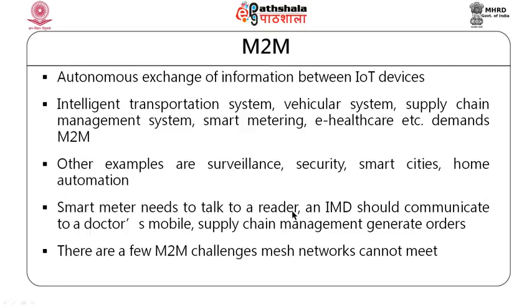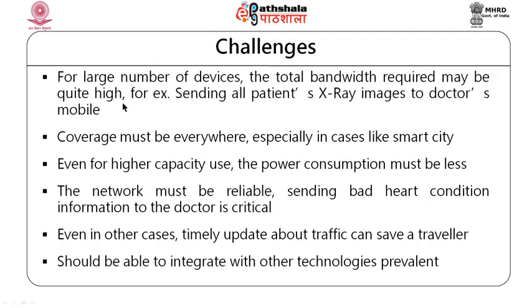Lot of cases. For example, smart meter needs to talk to a smart reader, an IMD should communicate to doctor's mobile, supply chain management needs to generate orders. There are few M2M challenges mesh network cannot match. For example, this case, an X-ray machine sending information to the doctor. Now, X-ray image is a very high resolution image, requires lot of data. So, that cannot work here. The other thing is that the coverage must be pervasive, that service for citizens should be made available to the citizen everywhere in the city. Now, that requires that kind of coverage.